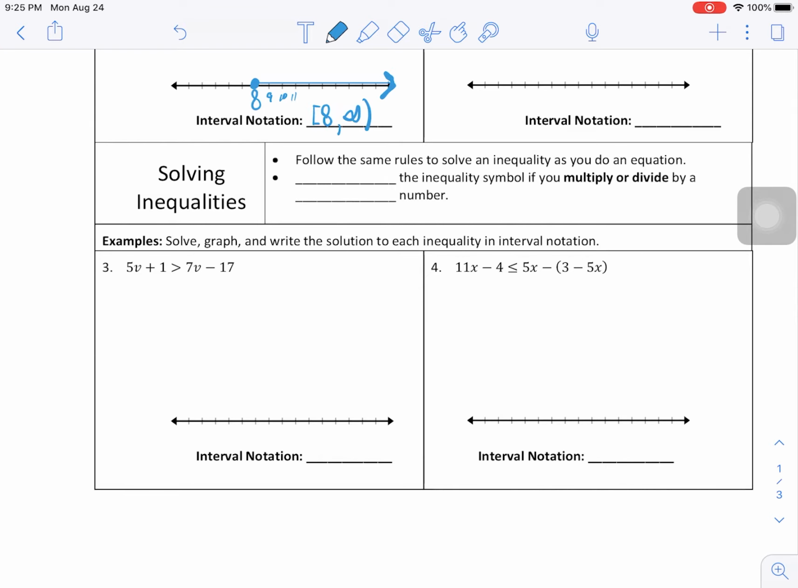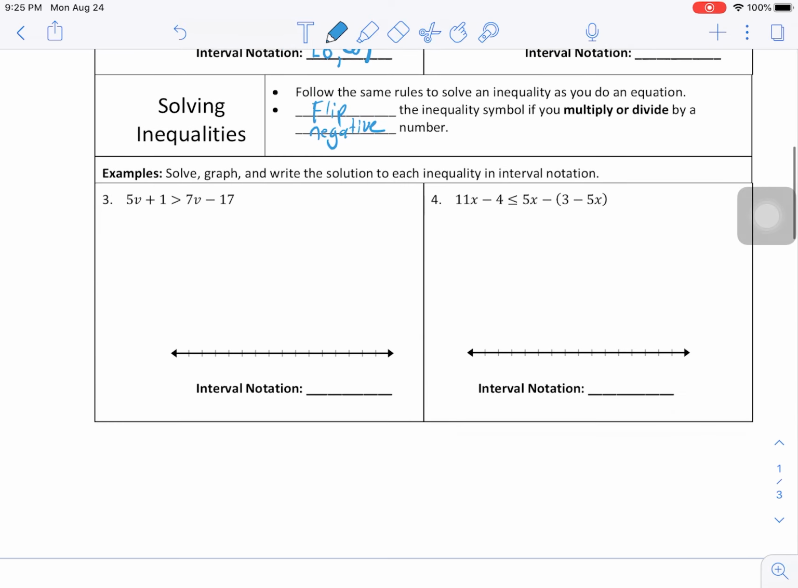So, continuing on, solving inequalities. These follow the same rules to solve an inequality as you do an equation. There's only one difference. You have to flip the inequality symbol if you multiply or divide by a negative number. So that's one difference that happens when we are solving inequalities.